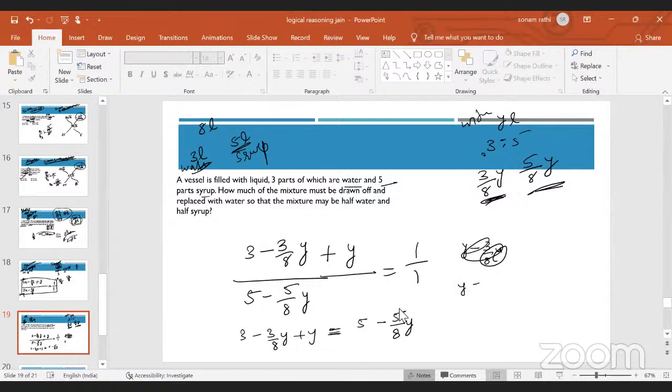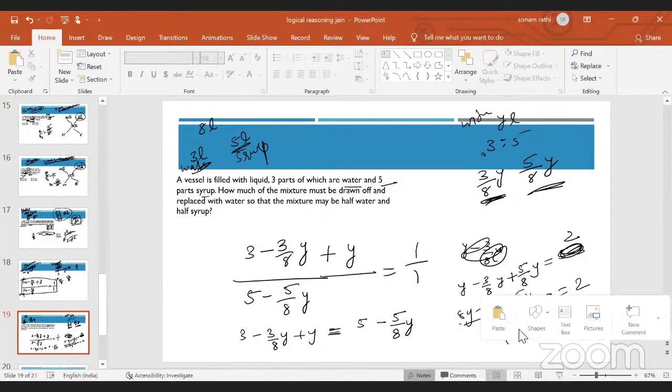So y minus 3y by 8 plus 5y by 8 is equal to 5 minus 3, that is 2. LCM is 8. 8y minus 3y plus 5y is equal to 2. 8 plus 5 is 13, 13 minus 3 is 10. So 10y upon 8 is equal to 2. 8 twos are 16. Y is equal to 1.6. Or I will write it in fraction only, 16 by 10.